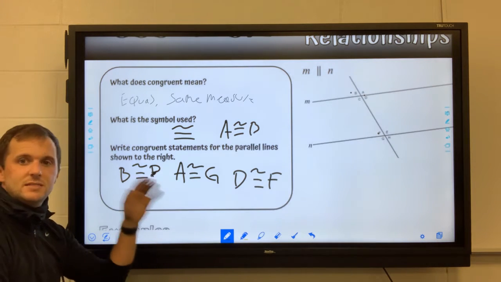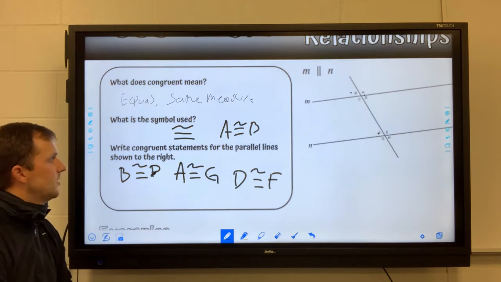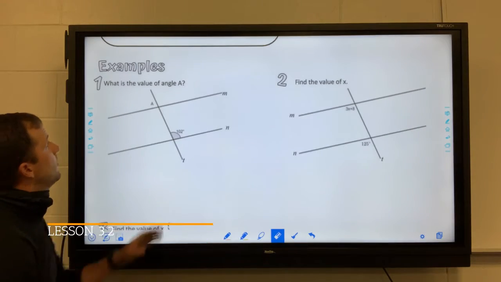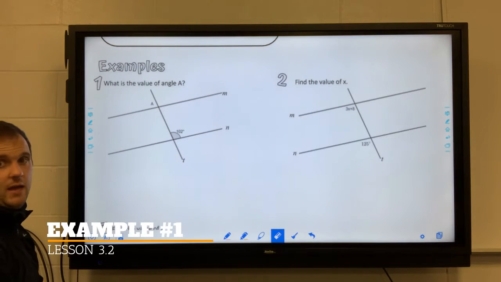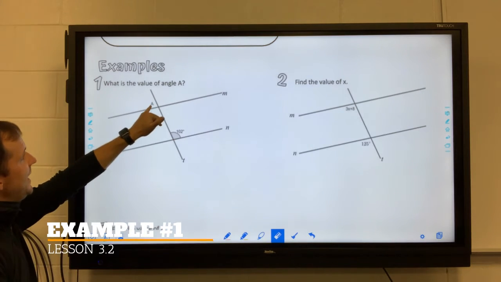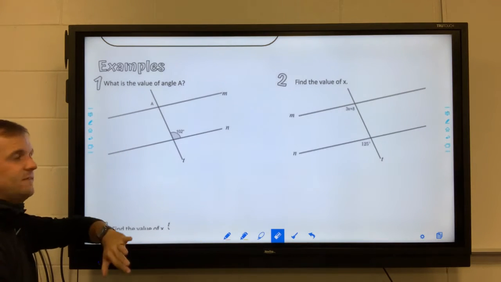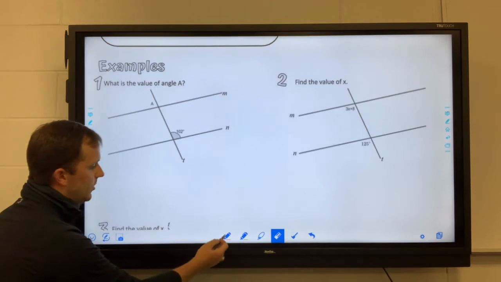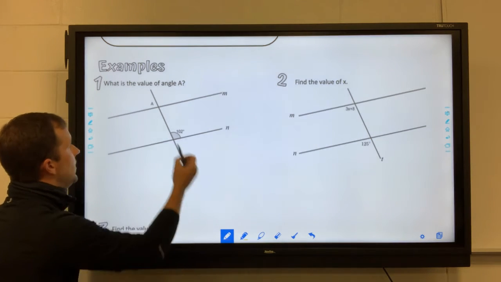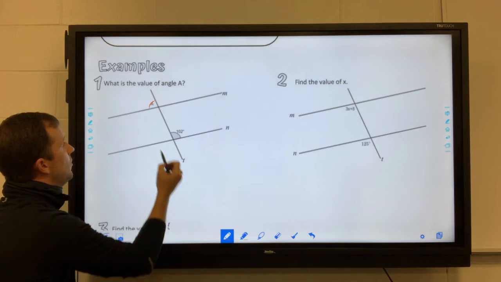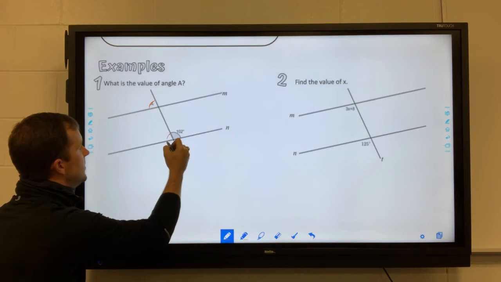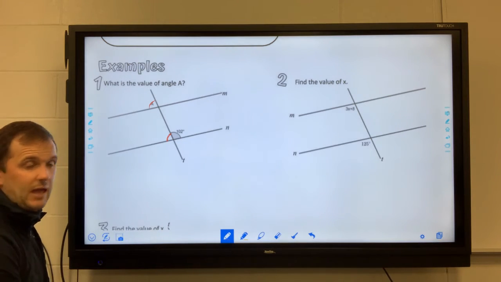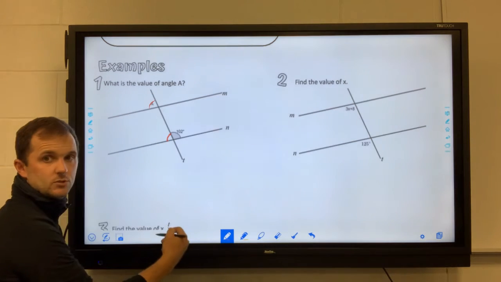With that being said, let's look at examples that are going to help me solve problems dealing with congruency. On example number 1, it says, what is the value of A? One thing we can do is look at A and determine what is going to be equal to it. There are different routes that we can take, but I'm going to look at it this way, okay? Angle A is in the top left-hand corner, and this angle right here is in the top left-hand corner. Those are going to be congruent to each other because they're corresponding angles, okay?